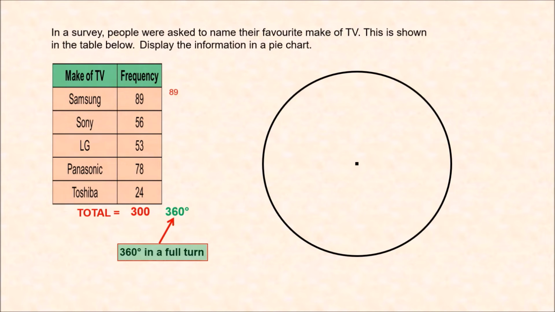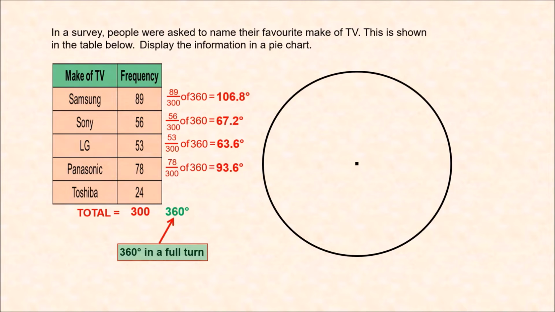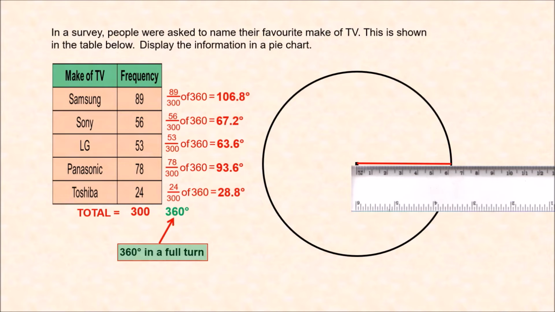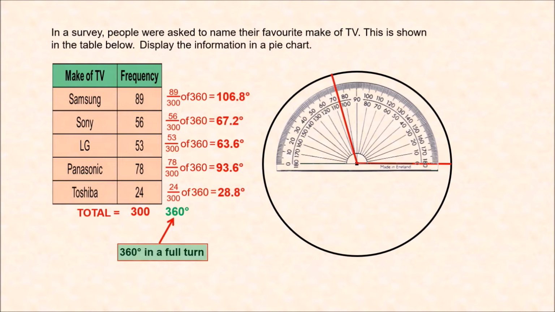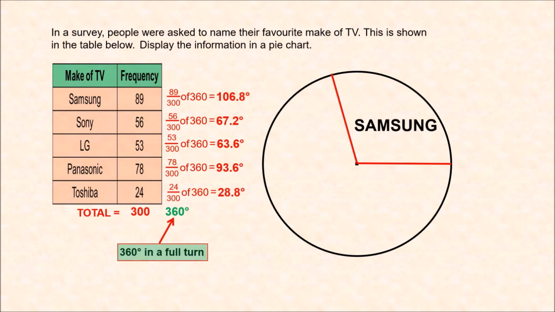So out of 300, 89 chose Samsung. Multiply that by the full 360 degrees and we get the central angle 106.8. So 56 out of 300 times 360, that gives us 67.2 degrees. Do the same for the next one and for the other sectors.